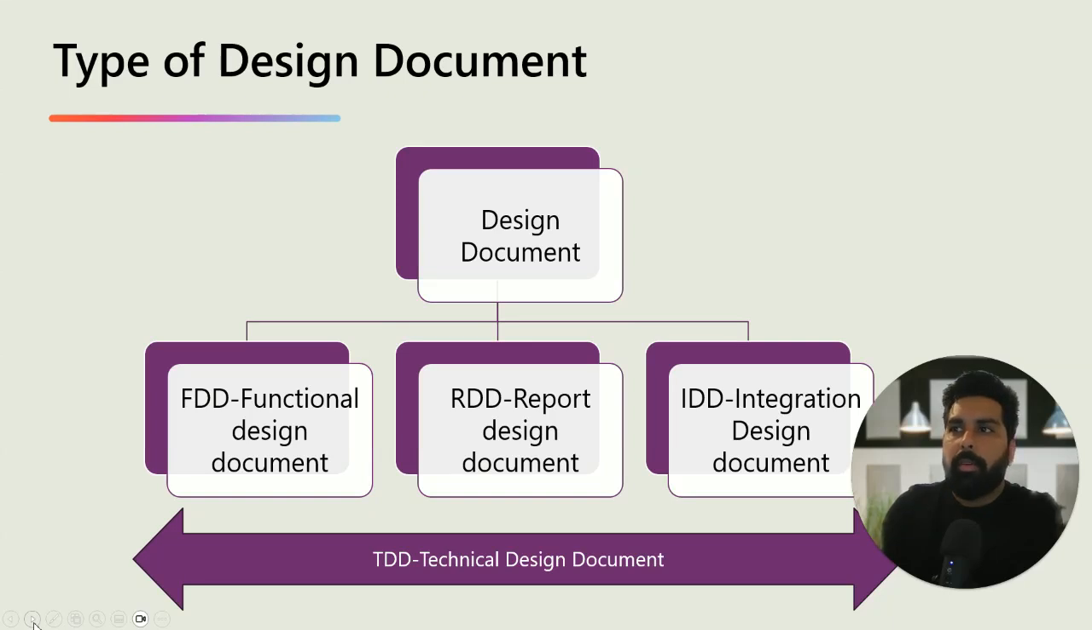We have categorized design documents into three parts: the functional design document, report design document, and integration design document. We have also categorized that on top of it, once the functional consultant has drafted the design document, the technical team is also going to write a technical design document against that. So the functional consultant is only responsible for drafting the functional design document, report design, or integration design document.